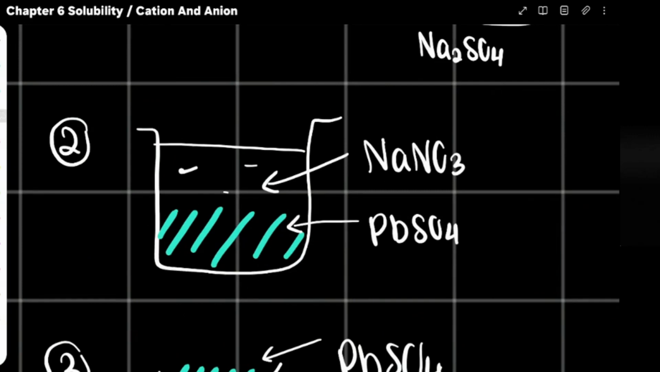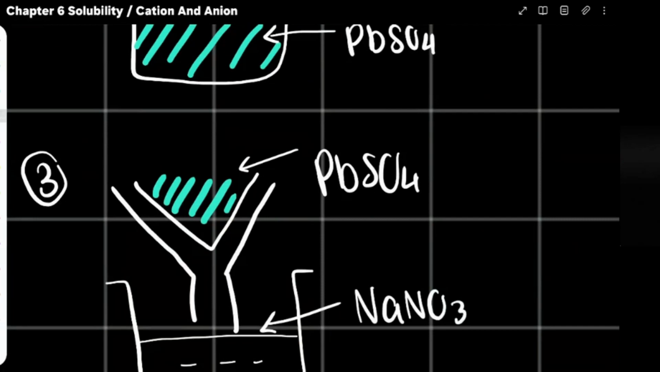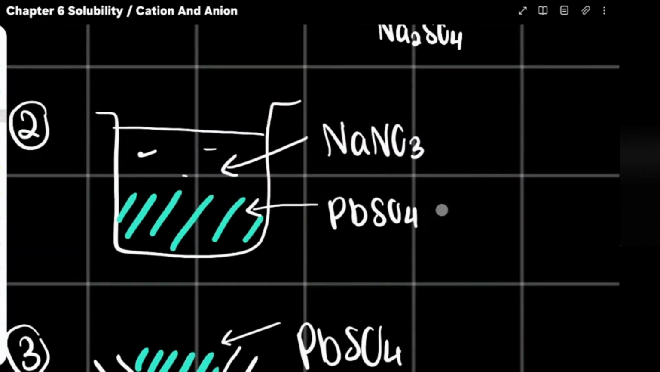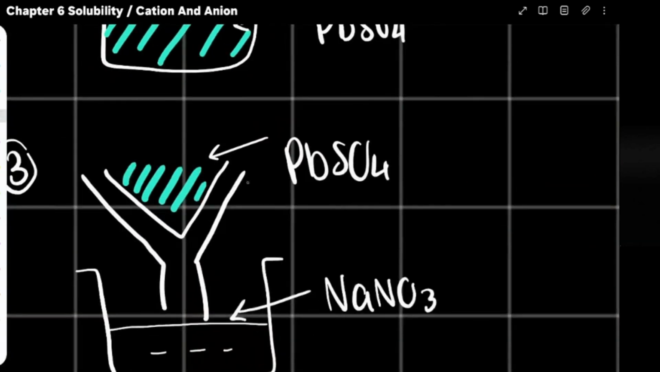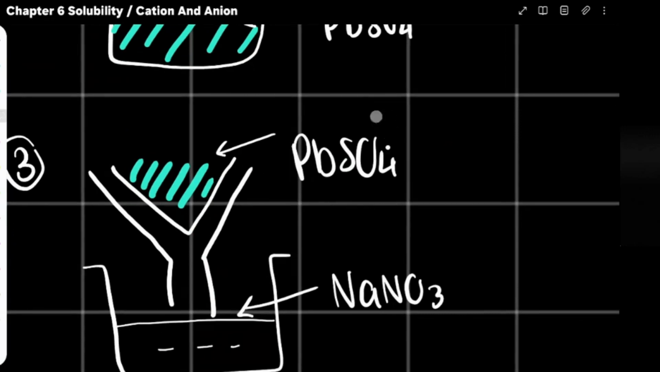Okay. Now, we want only the salt, right? We don't want this. So how do we do it? Of course, with a filter. We filter it with filter paper, a filter funnel, sorry. And then we will be left with this one here.